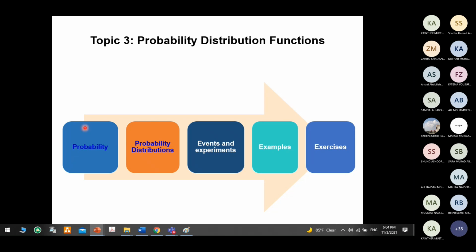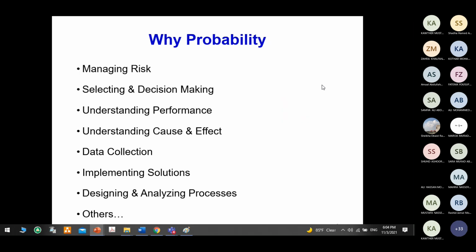Today it's just theory in this lecture. Later we will solve the problems, but maybe just one or two examples at the end of this lecture. In probability, I will take you through probability distribution, event, experiment, examples, and exercises. So today, let me introduce the topic of probability. You may ask why probability. There are many reasons, and I have put some tips here for them.